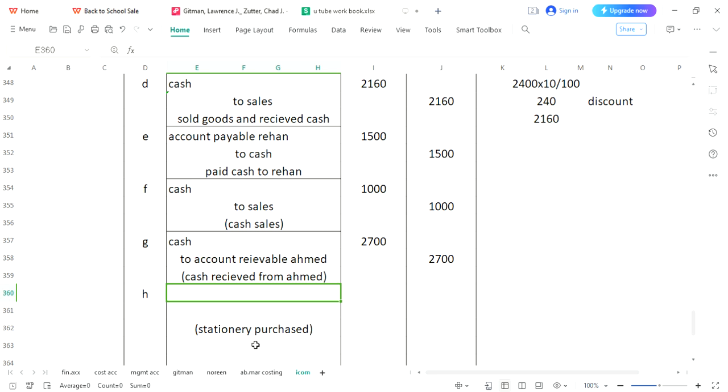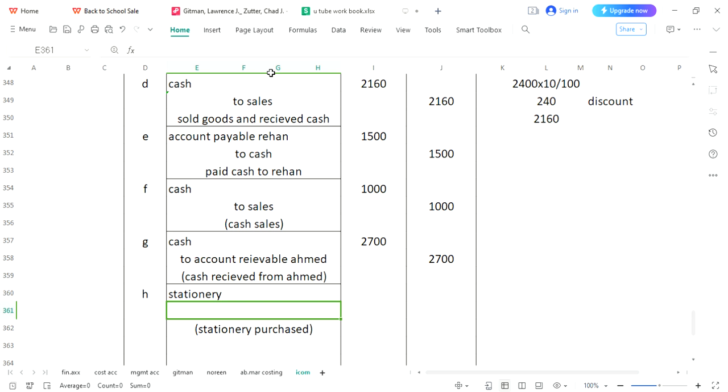Stationery purchased. You have bought stationery. It means stationery is coming in. Stationery is your asset. Asset is increasing. Increase in asset should be debited. So you will write stationery at your debit side, and as usual we will align it at left side.